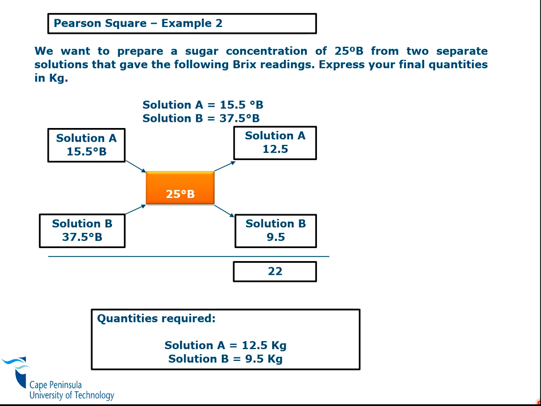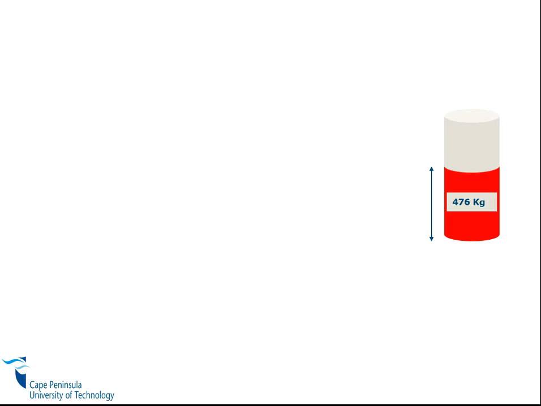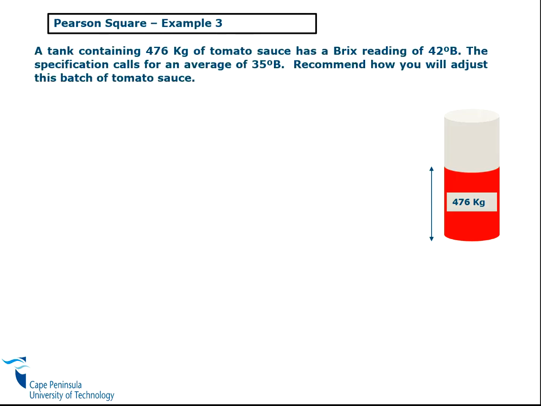So this is how the Pearson square method works. Let's look at another example. A tank containing 476 kilograms of tomato sauce has a Brix reading of 42-degree Brix. The specification calls for an average of 35-degree Brix. Recommend how you will adjust this batch of tomato sauce.